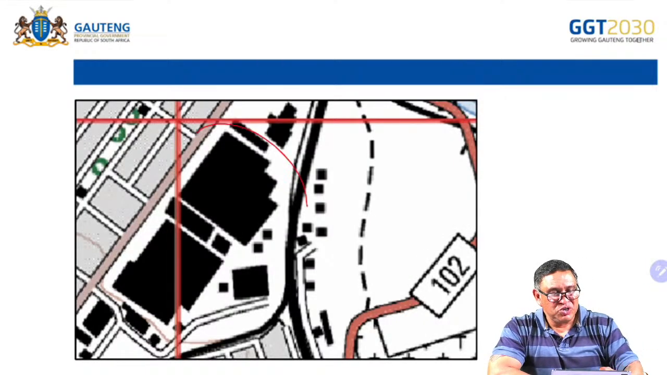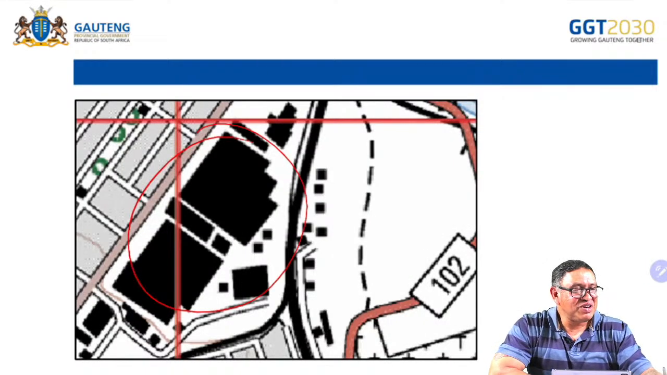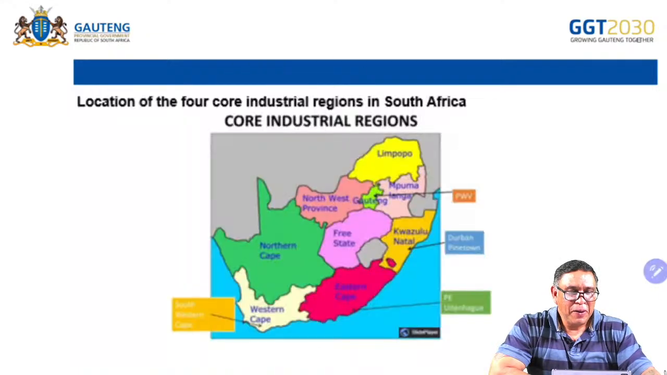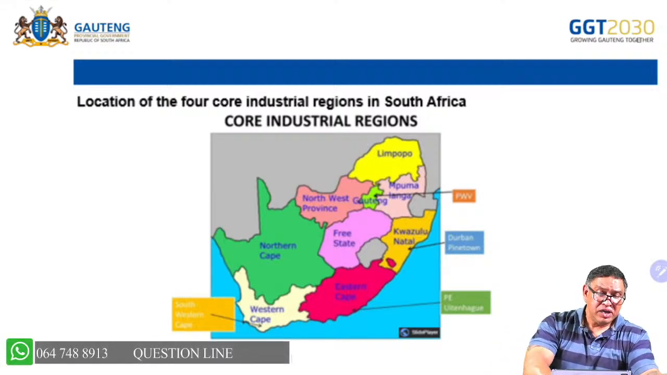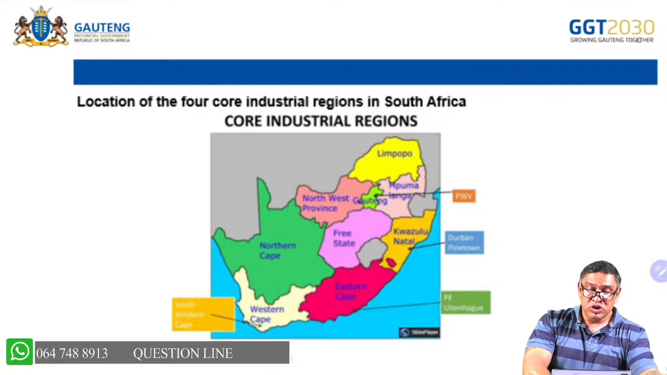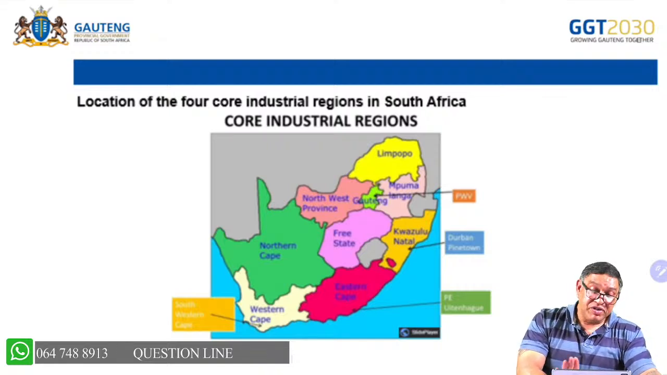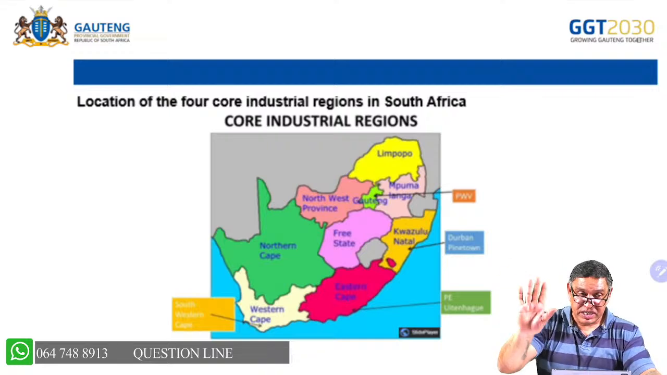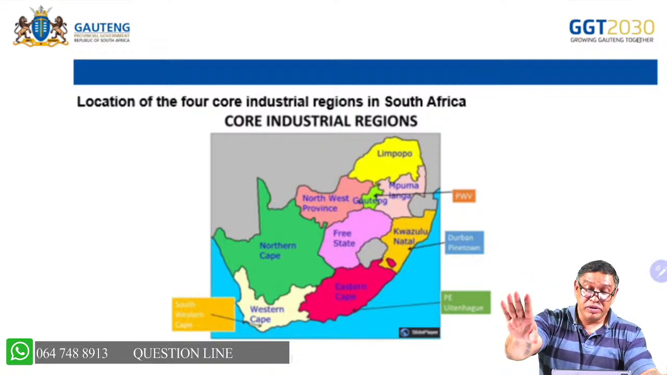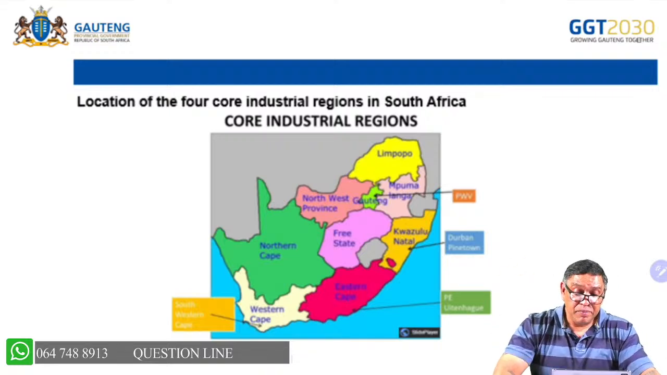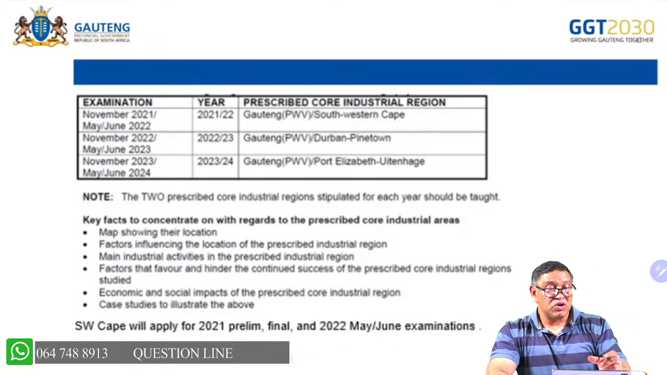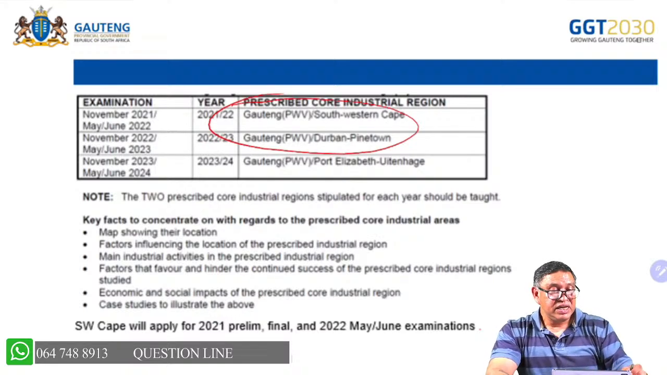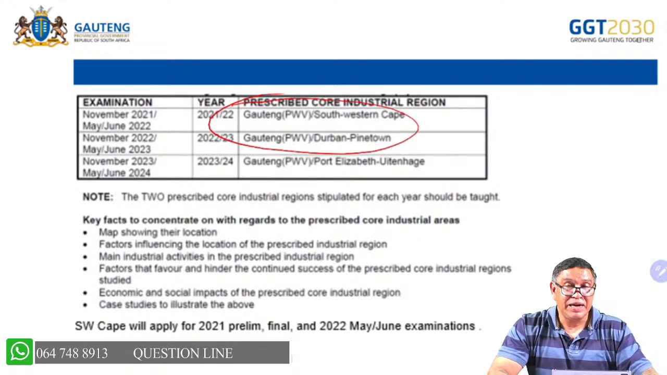Again, I showed you here heavy industry, a nice one to show you on the map work. Core industrial regions. Many people are worried, do we need to know Durban, Pinetown and Port Elizabeth? You need to know the location and one of the major products. For instance, Durban is your chemical, PE is your motor assembly, and things like that. But you need to focus on the Gauteng PWV region and the Southwestern Cape.